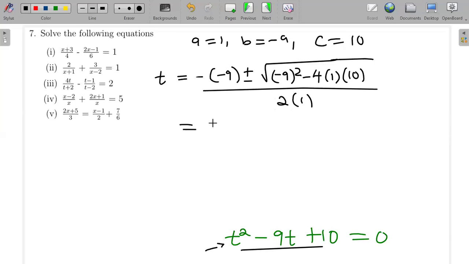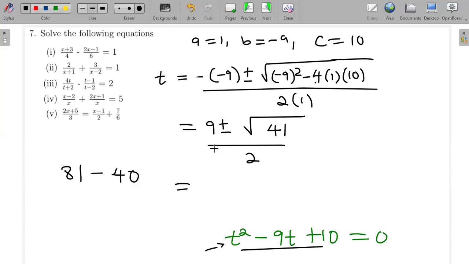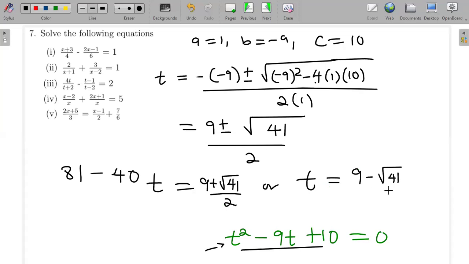So I'll get 9 plus or minus the root of. So this will be minus 9 squared, that will be 81. Minus 4 multiplied by 10, that will be 40. So that will just be 41 divided by 2. So t equals 9 plus the root of 41 over 2, or t equals 9 minus the root of 41 over 2.